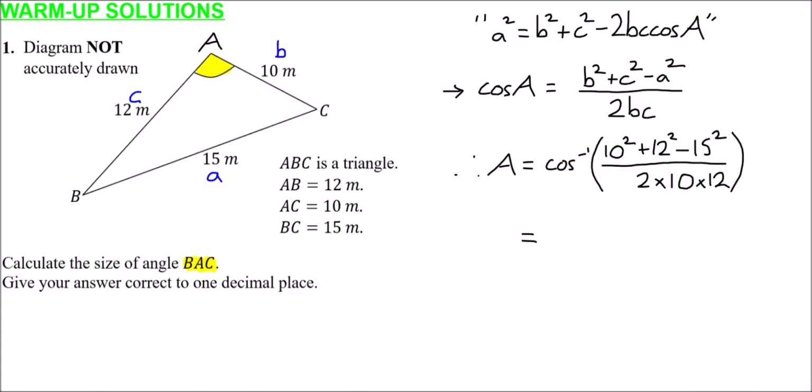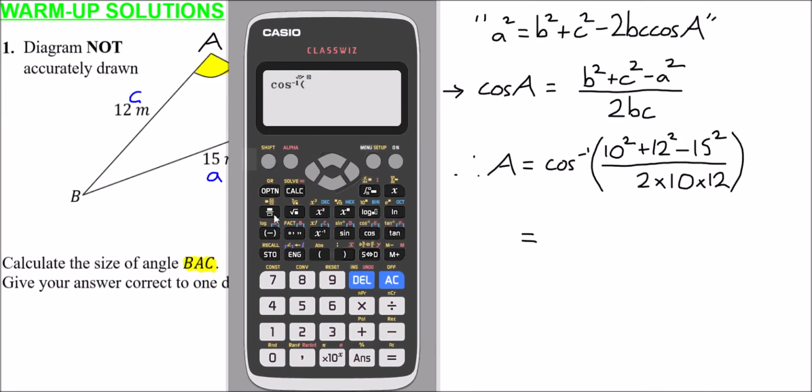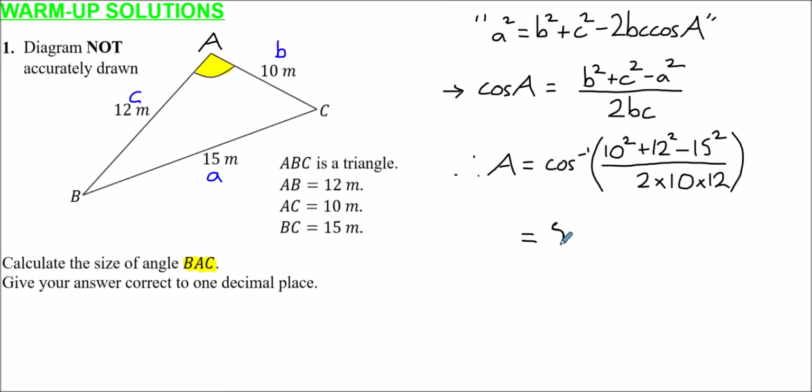So let the calculator do the hard work now. Shift cos minus 1, 10 squared plus 12 squared minus 15 squared, all over 2 times 10 times 12, close brackets, gives us an answer of 3 sig figs, or 1 decimal place. Same thing in this case. It's going to be 85.5, because next to the 4 is a 5, so this 4 rounds up. So we're going to have 85.5 degrees. And that's question 1 sussed.